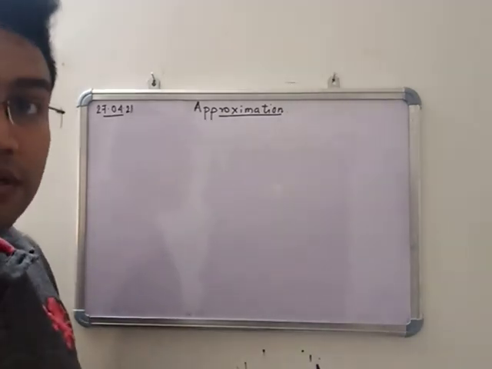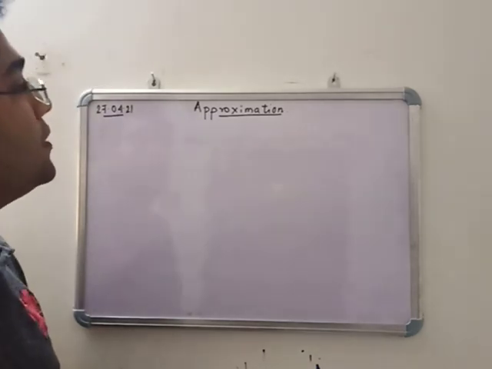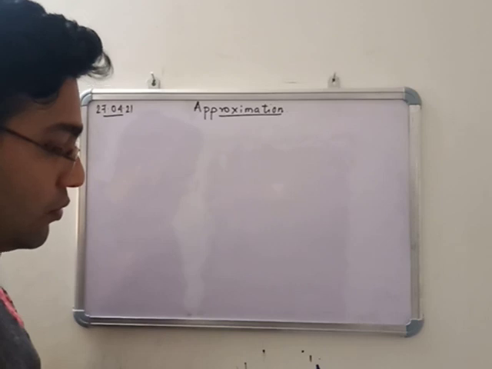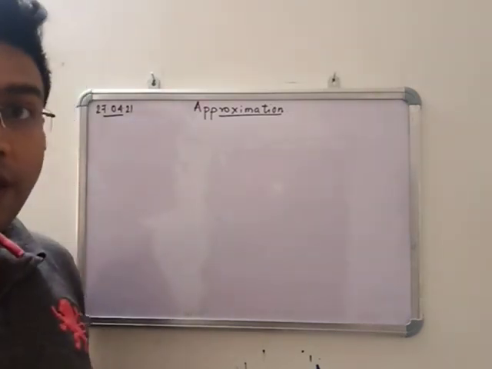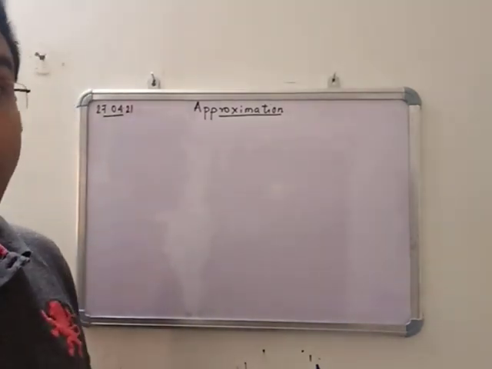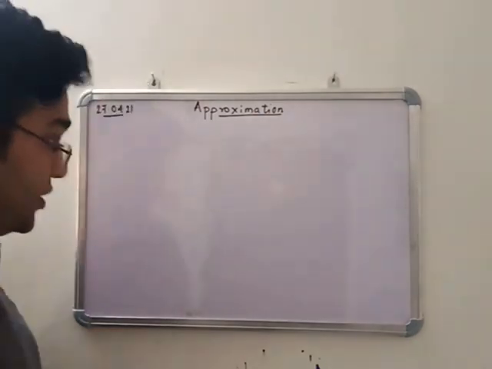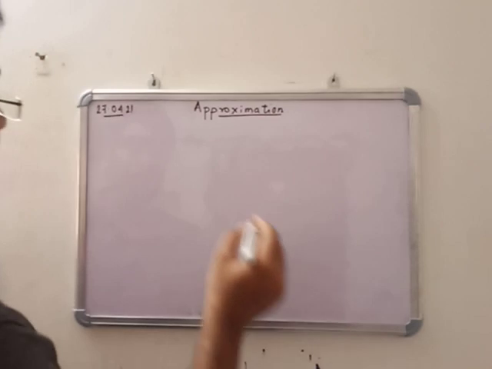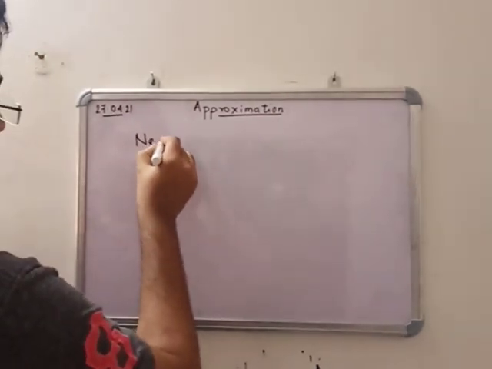Today we are going to discuss approximation. Before we start approximation, we must know how to round a number to the nearest 10, nearest 100 and nearest 1000. First we are going to discuss the nearest 10.